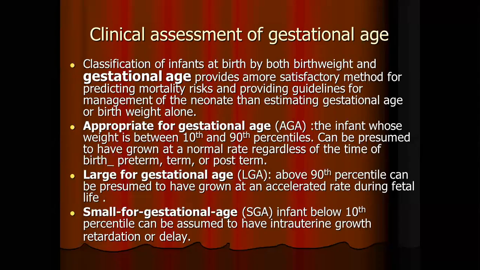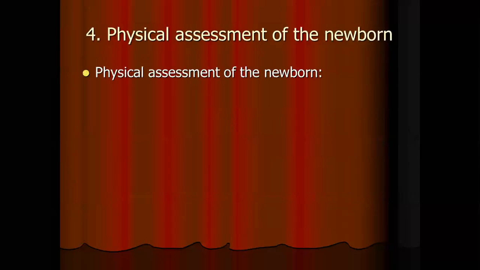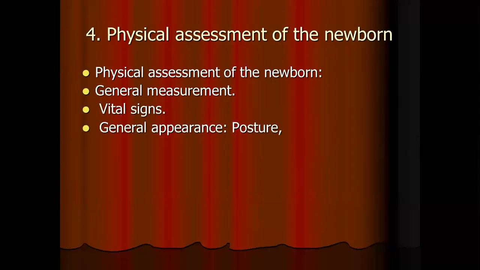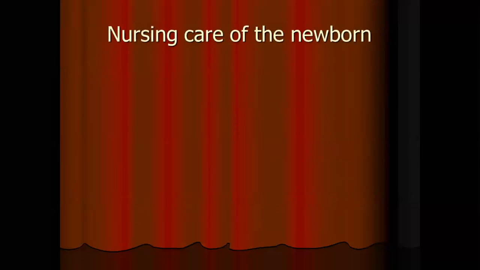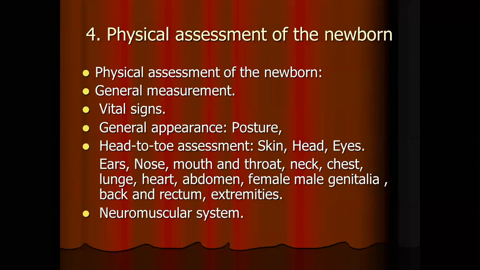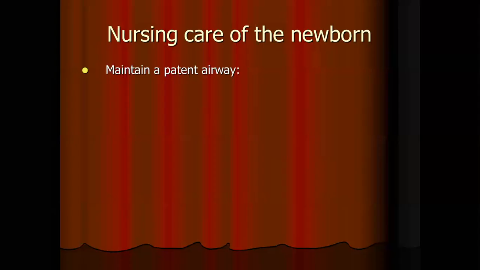So with this one we can identify. Then physical assessment of the newborn: general measurement, vital signs, general appearance, posture, head to toe assessment, including all the concepts, and the neuromuscular assessment. So if you are coming to the nursing care of the newborn, the physical assessment and Ballard score we'll see in detail in the forthcoming classes. Or it's a revision only, because we have already gone through these topics.